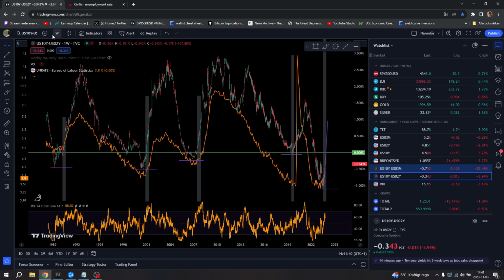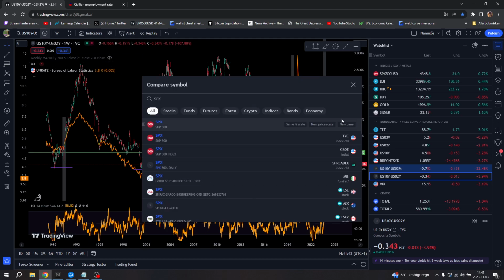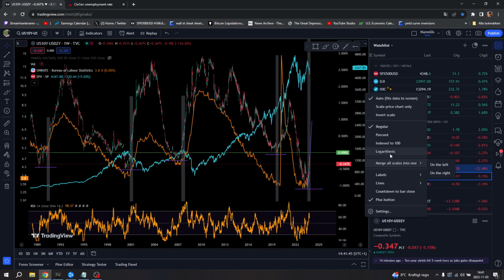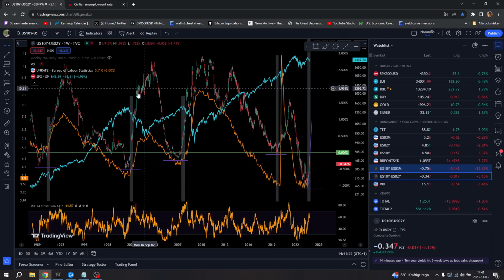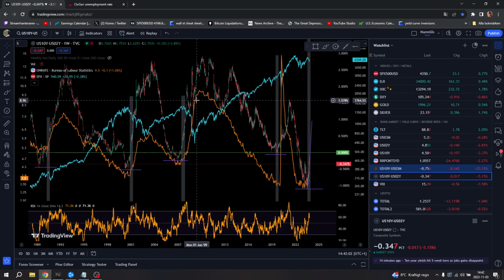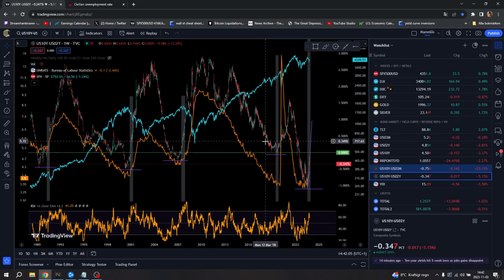And you can see, if we overlay SPX here as well, in blue, the same thing happens every single time. Yield curve up, unemployment rate in orange up, stock market in blue down. This repeats every time. Yield curve up, stock market down, unemployment rate question mark.